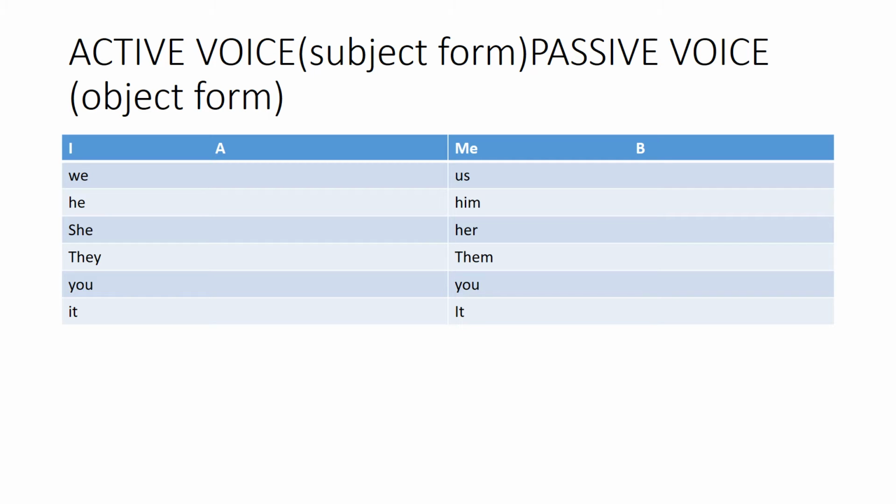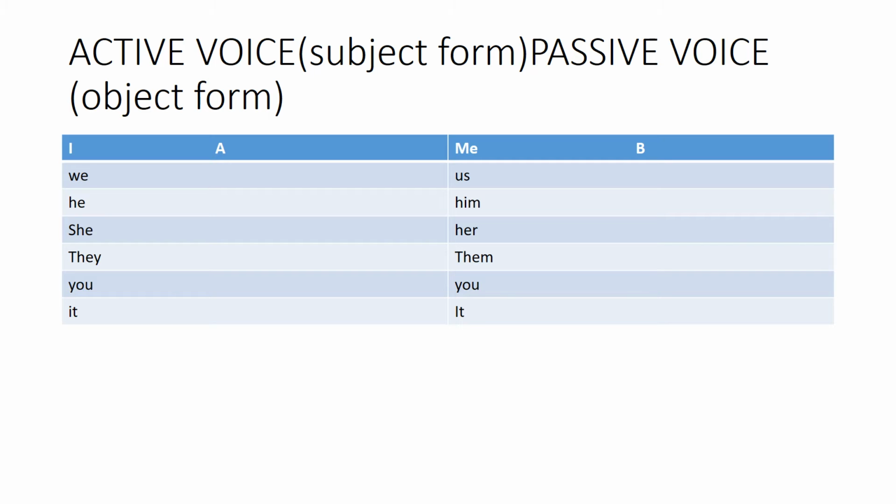Let us make some sentences using personal pronouns. 1. I baked delicious cookies. Active voice. Delicious cookies were baked by me. Passive voice. I changes to me. Second example. We know the facts. Active voice. The facts are known to us. We changes to us.